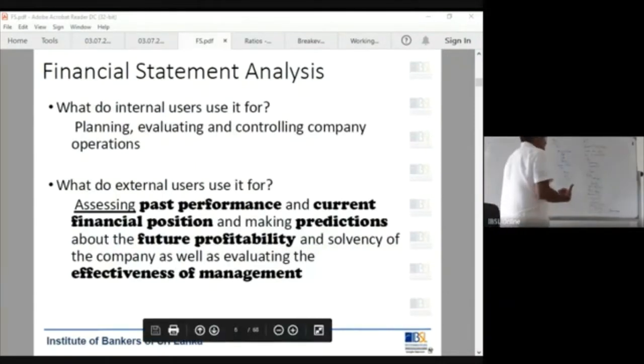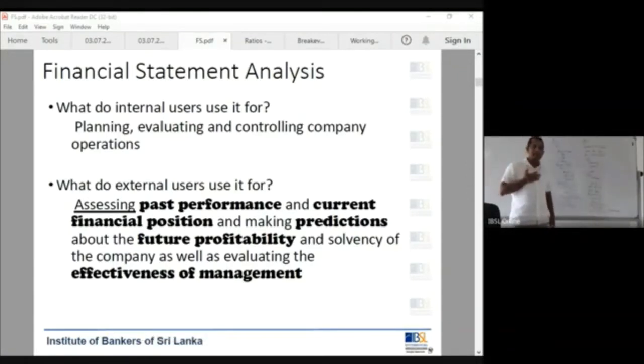Financial statement analysis is important for external parties like us, the bankers, auditors, and everyone. Same time, the internal parties, the management, their planning will be done based on the P&L and balance sheet and stock levels, debtor levels, creditor levels. So all planning will happen based on this financial statement. So financial analysis is important for both external parties as well as internal parties.